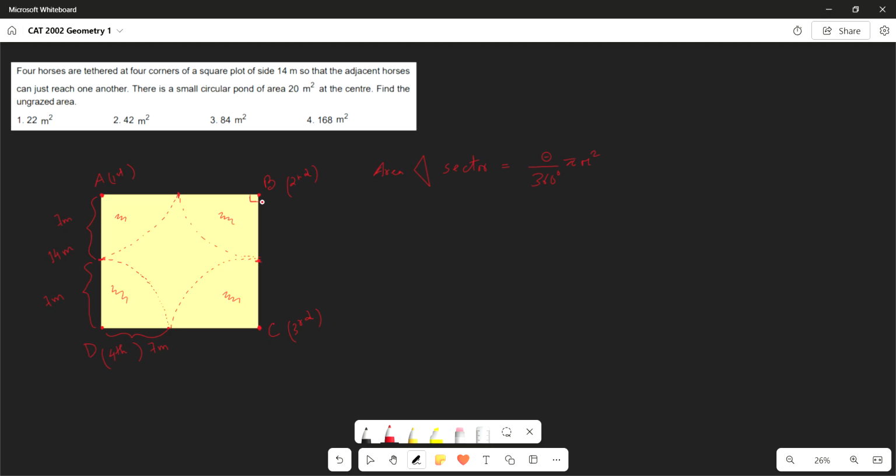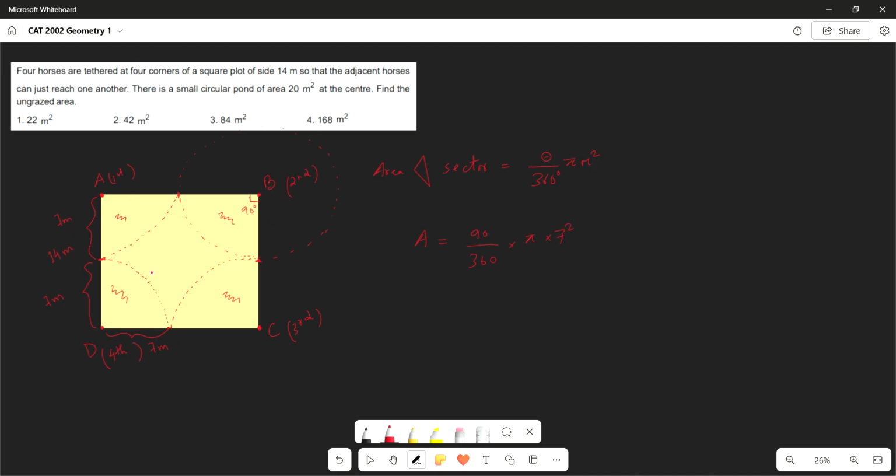So in our case, suppose I complete the circle like this, the radius will be 7. This is the center, and the radius will be 7, and this will apply for all the sectors. So the area that can be grazed by all the 4 horses will be equal to 90 divided by 360. Why 90? Because the central angle is 90 degrees, into pi r square. Pi we'll keep like this, r square is 7 square.